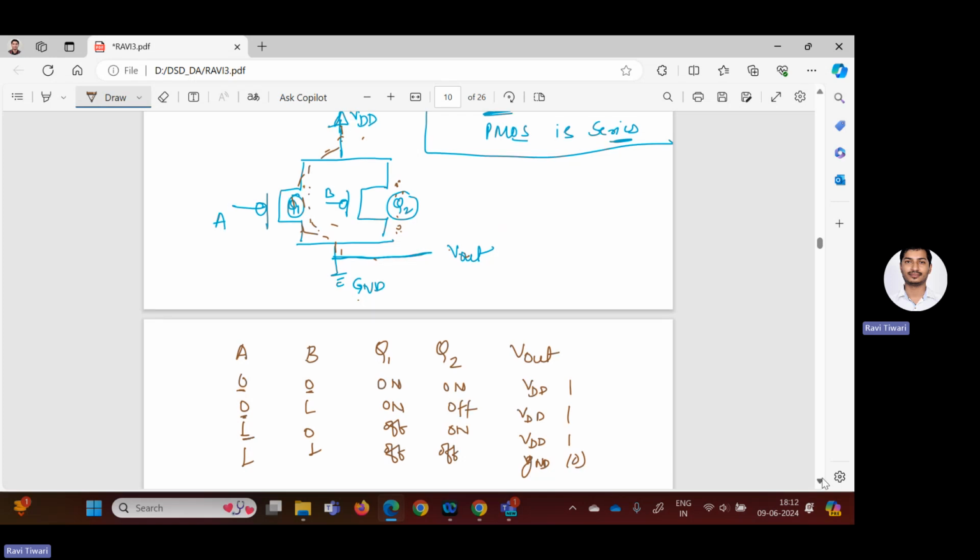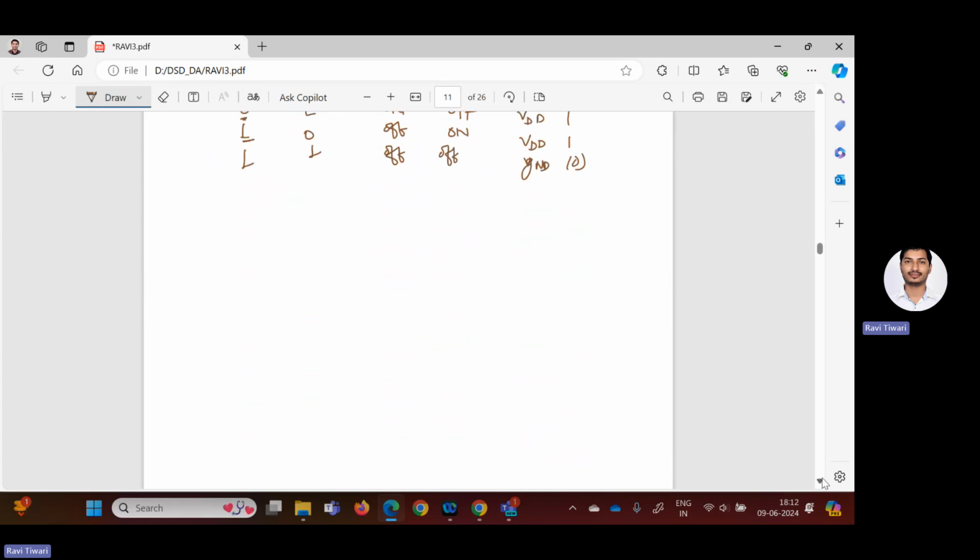Now, with the help of PMOS, we will design a NOR gate, right? So here we will see how we can design a NOR gate using PMOS. So as I told you, for the OR operation, for OR functionality, they will be connected. That means PMOS will be connected in series, right? So PMOS will be connected in series.